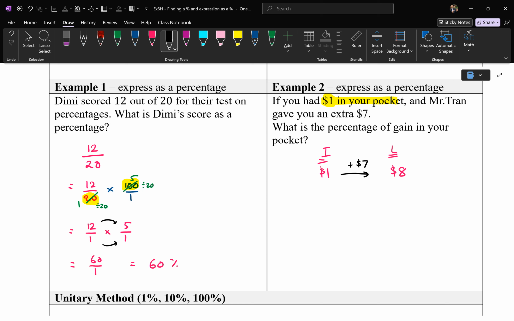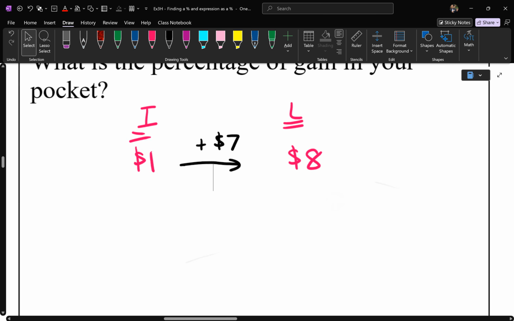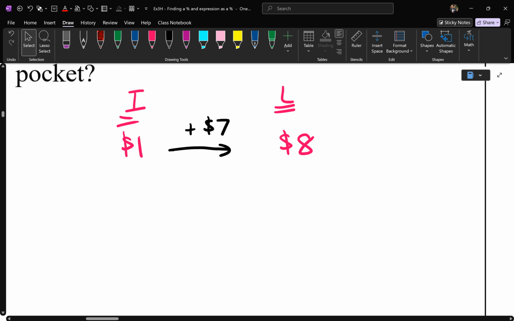Is that like an extra 50%? Is it an extra 20%? Or is it an extra 100%? How do we work that out? So here, let's have a look. You started off with $1. That's the only basis you've got to measure.